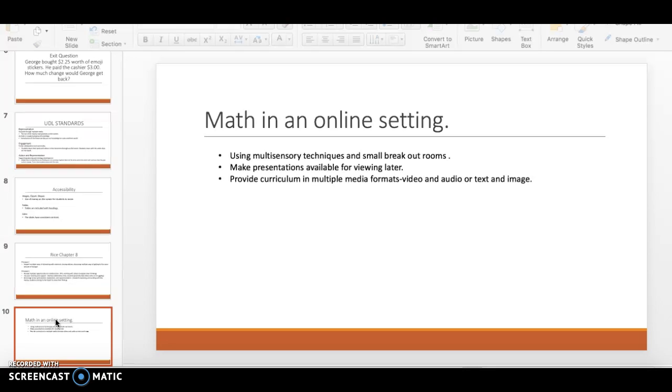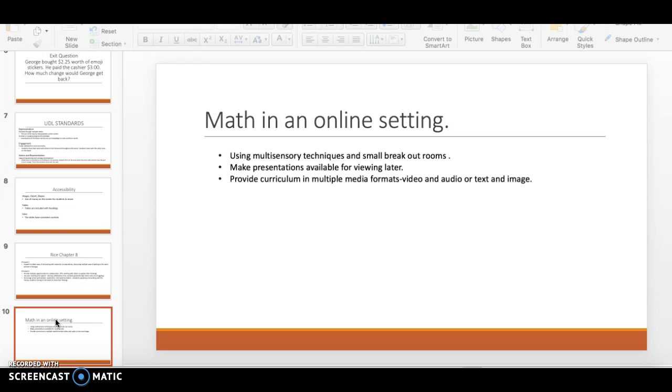Considering math in an online setting. So Rice gave a few suggestions, just in general, not even necessarily for math, but using multisensory techniques in small breakout rooms, making presentations available for viewing later. I think this one's very important, especially for math, because sometimes I feel that we can understand something in the moment, but then when we go to do more problems at homework time, if we don't have an example, we can kind of forget, and it can get a little bit tricky.